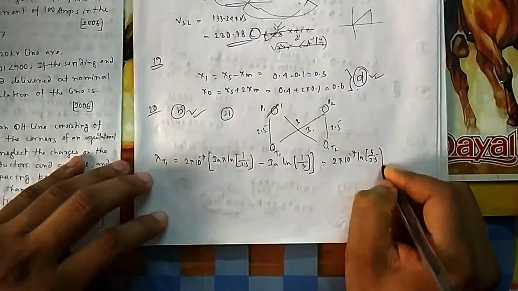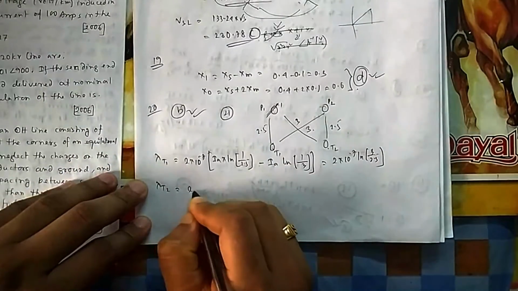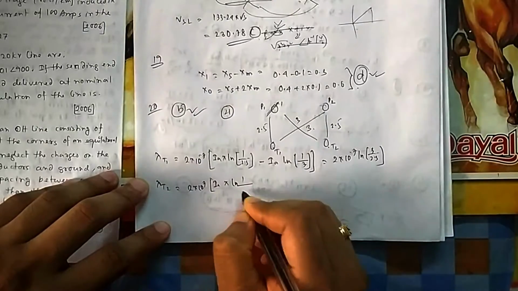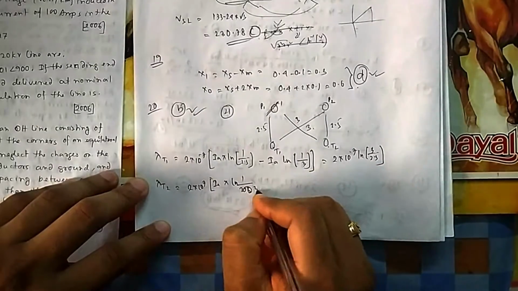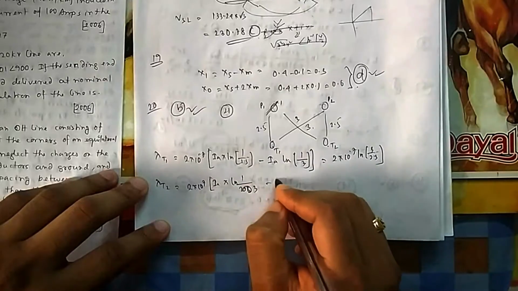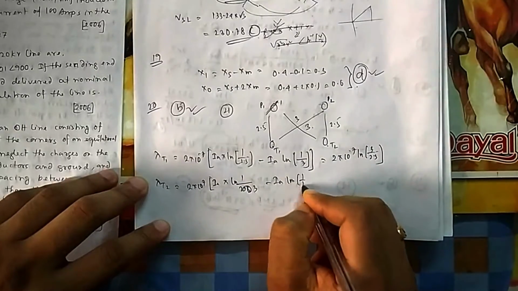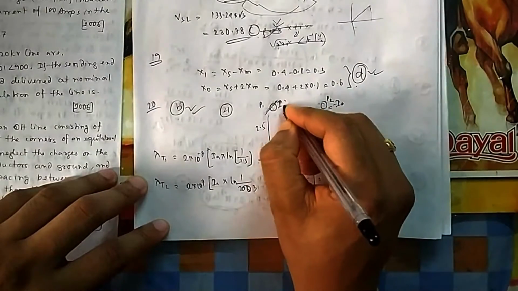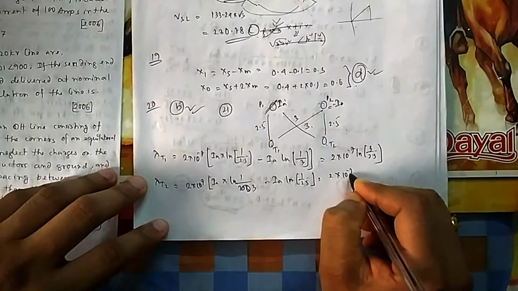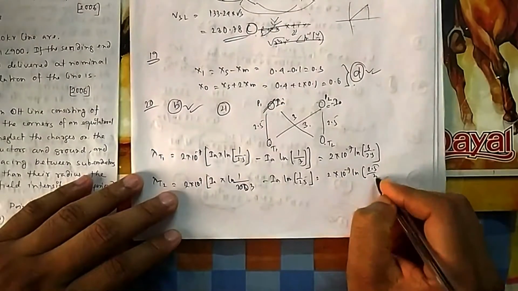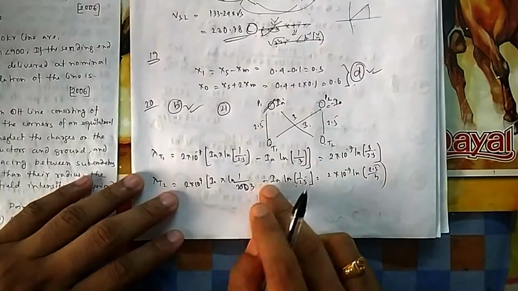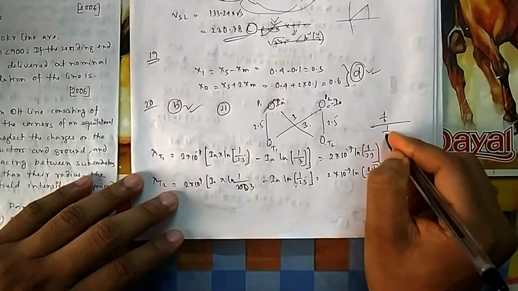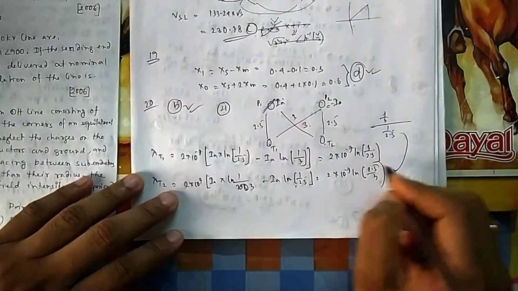Similarly, go for the second one also: 2 into 10 to the power minus 7, it will be IA into ln 1 by 3 if I have considered this one positive, and then this is minus IA ln 1 by 2.5, because I have considered this current minus IA. So it will again be 2 into 10 to the power minus 7 ln 2.5 by 3, because ln of a subtraction means division. So 1 by 3 divided by 1 by 2.5, so 2.5 goes up.